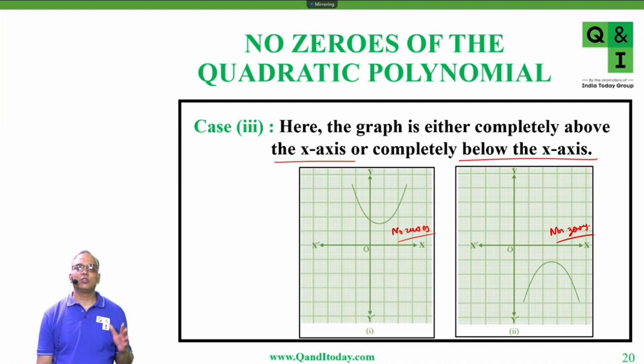The maximum number of zeros possible in a polynomial is equal to the degree of the polynomial. So if it is a degree 2 polynomial, the maximum number of zeros will be 2. If it is a degree 1 polynomial, the maximum number of zeros will be 1. Similarly, if it is a degree 3 polynomial, the maximum number of zeros will be 3, and so on. If it is a degree n polynomial, the maximum number of zeros is n.